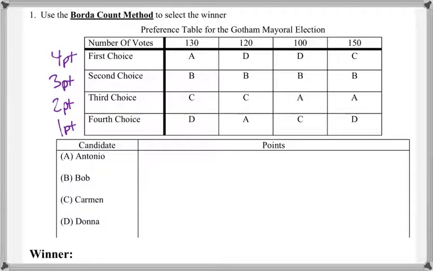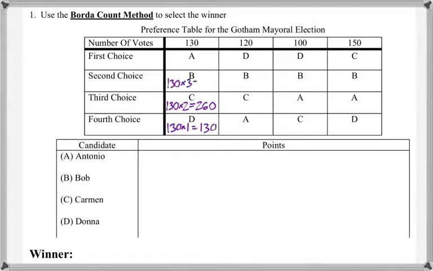So let's calculate the points. In the first column, 130 times 1 is 130. 130 times 2 is 260. 130 times 3 is 390. And 130 times 4 is 520.